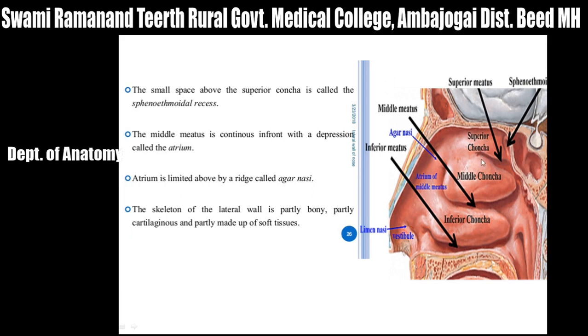The superior concha and middle concha are shelf-like projections from the ethmoidal labyrinth. These are parts of the ethmoid bone or ethmoidal labyrinth. The superior concha is the smallest concha, then this one is the middle concha, and this inferior concha is a separate bone. The superior and middle are parts of the ethmoidal labyrinth, and this one is a separate bone, the inferior concha.